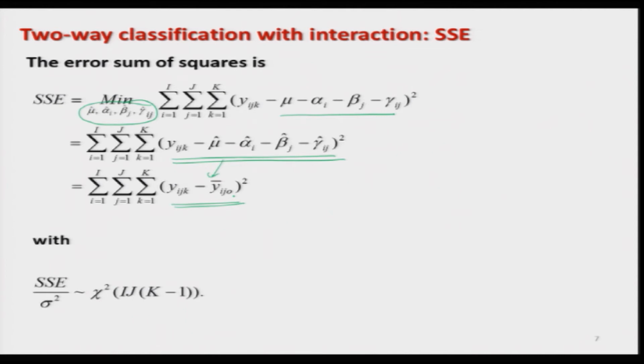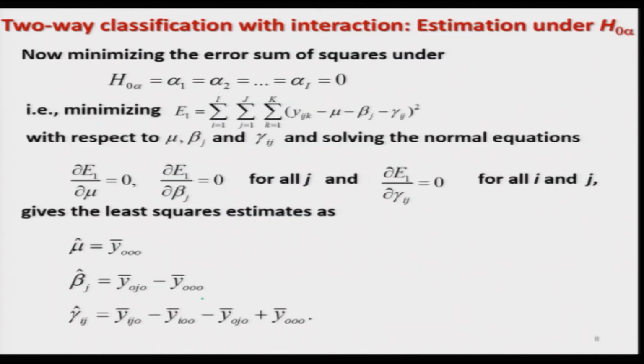Now you know that ultimately you are going to develop the test of hypothesis where you are going to use this SSE. So, I can write down here simply that SSE divided by sigma square will follow a chi-square distribution with ij(k minus 1) degrees of freedom. So, the first part of this analysis of variance is now completed.